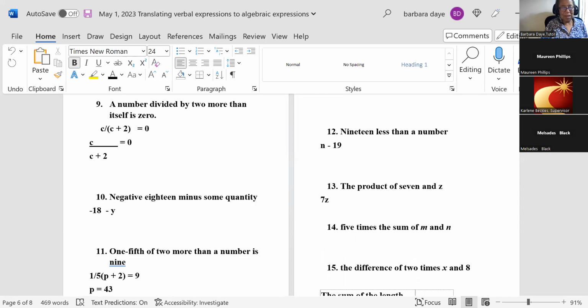5 times the sum of M and N. What would I write? These are expressions now, not equations. What do I write, Mercedes? 5 times means multiplication. Sum means adding. So what should I write?